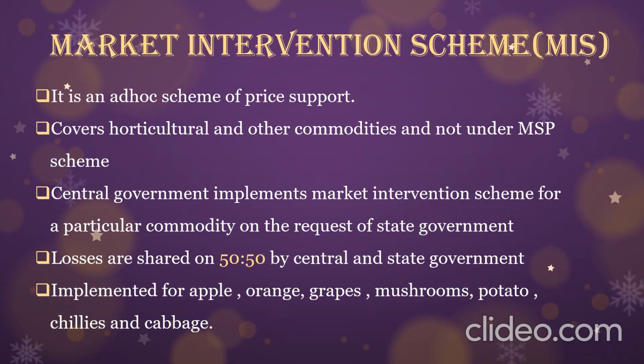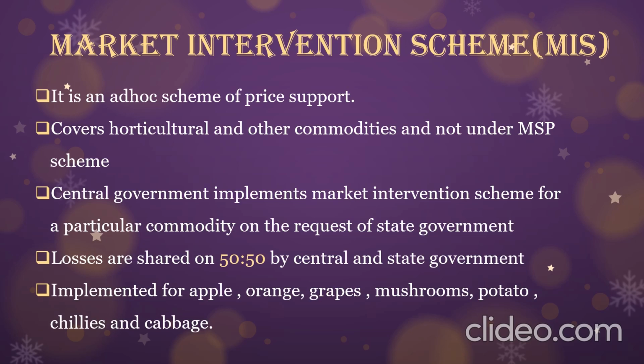The Market Intervention Scheme is an ad hoc scheme of the price support mechanism implemented on the request of the state government or the union territories for the procurement of perishable and horticultural commodities in the event of a fall in market prices. It is implemented when there is at least a 10% increase in the production or a 10% decrease in the ruling rates over the previous normal year.